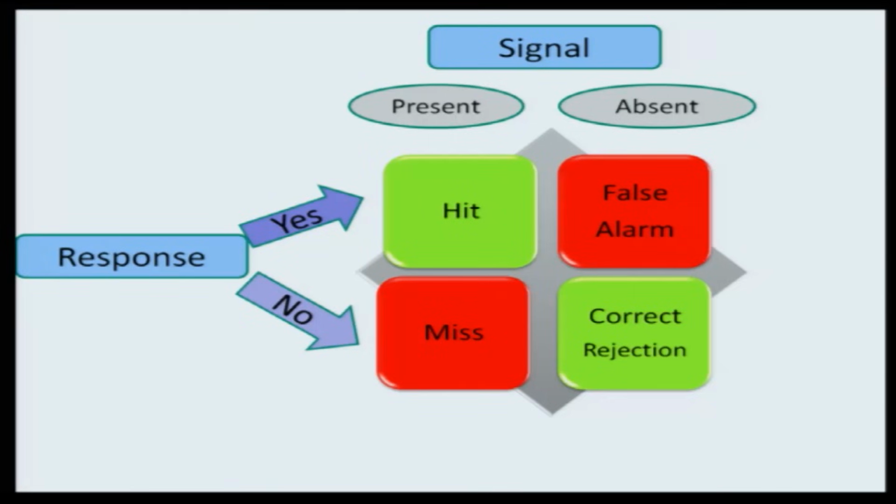The third situation, when the signal is not present and the respondent says that it is not present, this is a correct rejection. And the fourth situation, where the signal is present, but the operator says no, it is not present. This is a miss condition; you have missed detecting the signal.